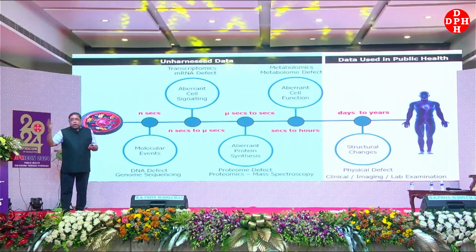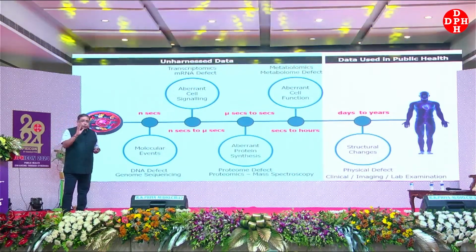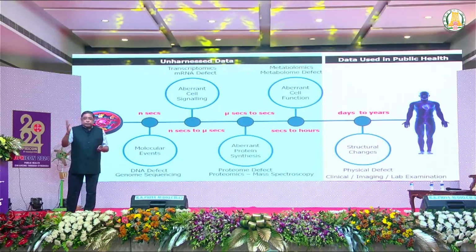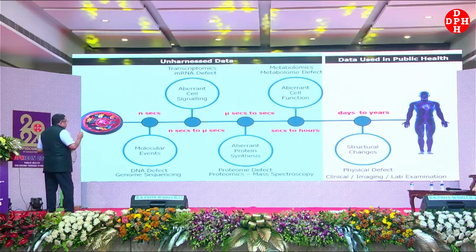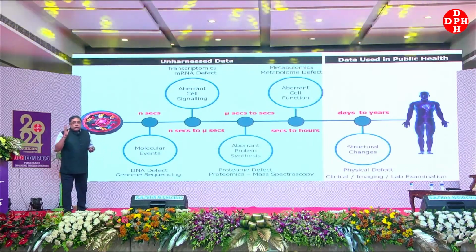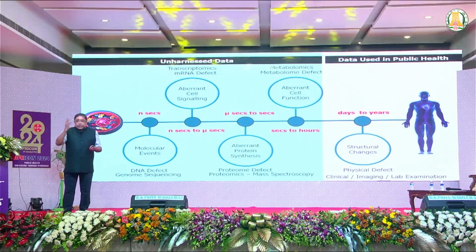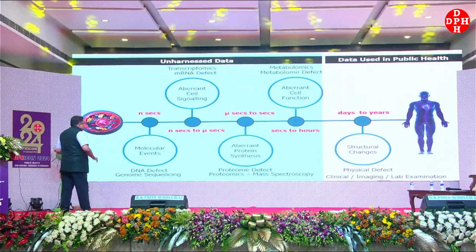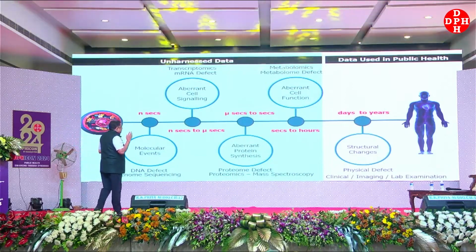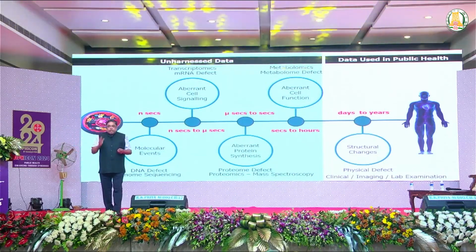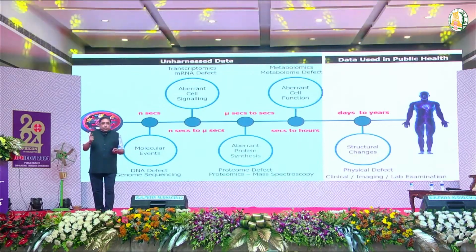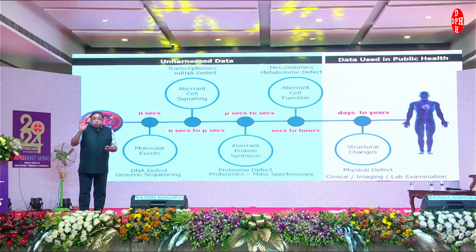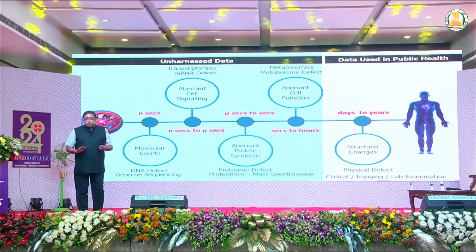Then seconds to a few hours, the cell will start producing aberrant metabolic products, or aberrant cell function will start. And a few days to a few years, there will be structural and functional changes that the cell abnormality will cause, which will be clinically diagnosed. If you look at this picture, you will understand that present-day public health is relying on clinical, imaging, and laboratory data for early diagnosis of diseases, even for preventive strategies.